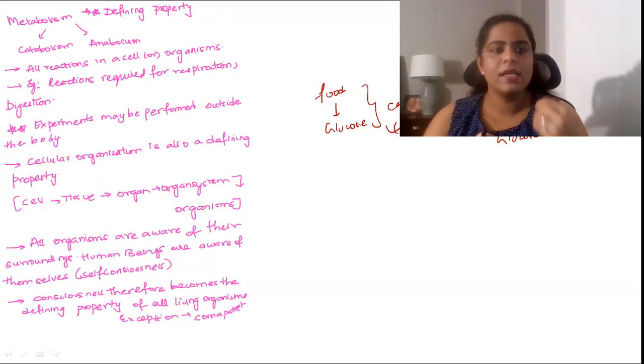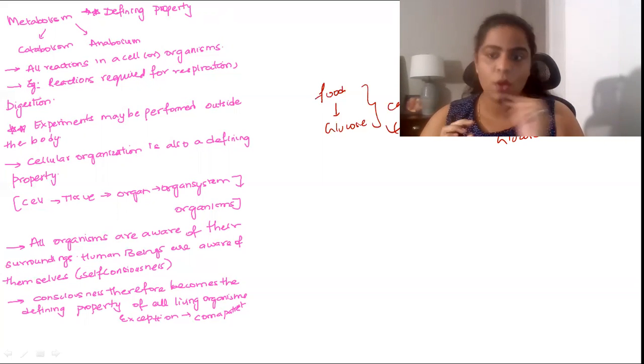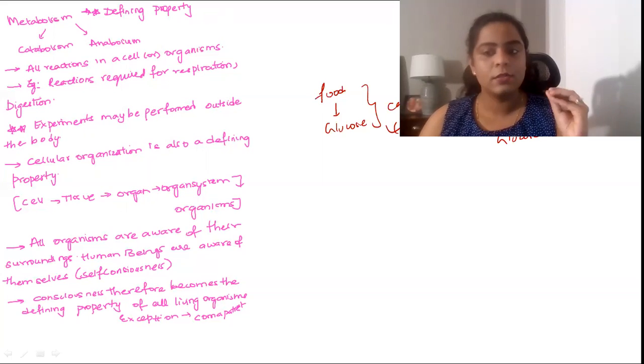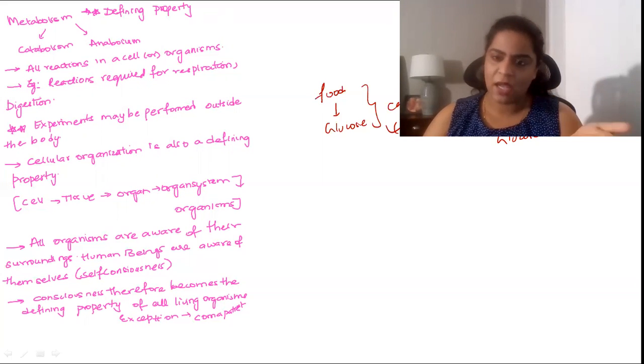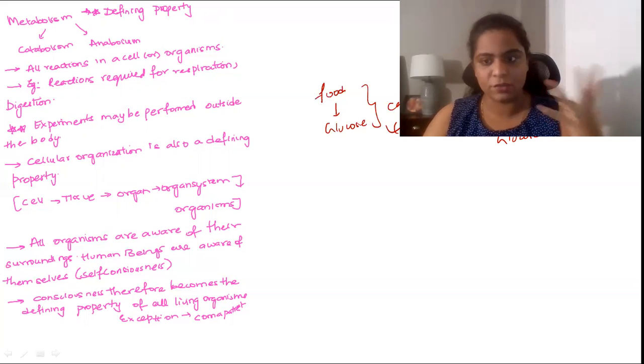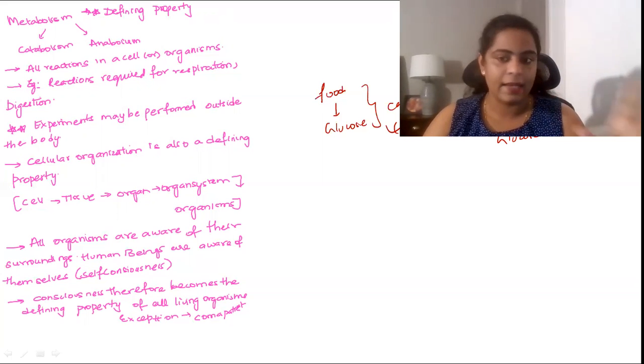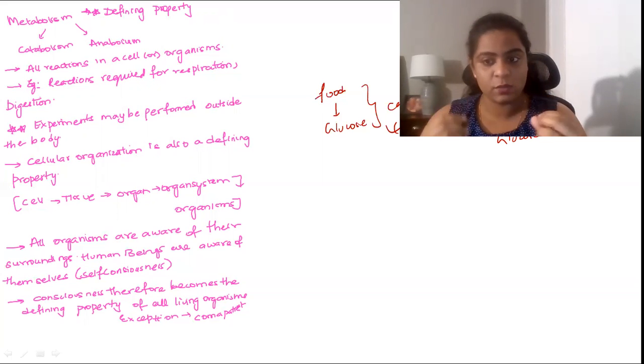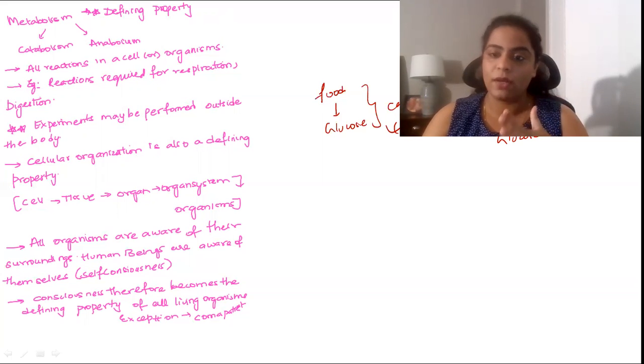Now, cellular organization is also a defining property. We know cells form tissue, tissue forms organs, organs form organ systems, and organ systems constitute an organism. We have the digestive system, the respiratory system, the endocrine system. We all know these things. So this is also a defining property, because, let me ask you something, if anything is living, a plant is also living, right? But if there is something dead, for example mountains, or this pen, it does not have any catabolic or anabolic reaction going on inside it, right? That is what I'm trying to explain. So what are the defining properties of living organisms? They are metabolism and cellular organization.